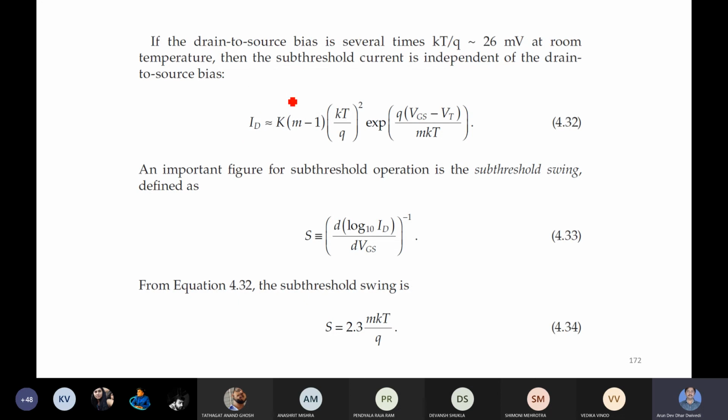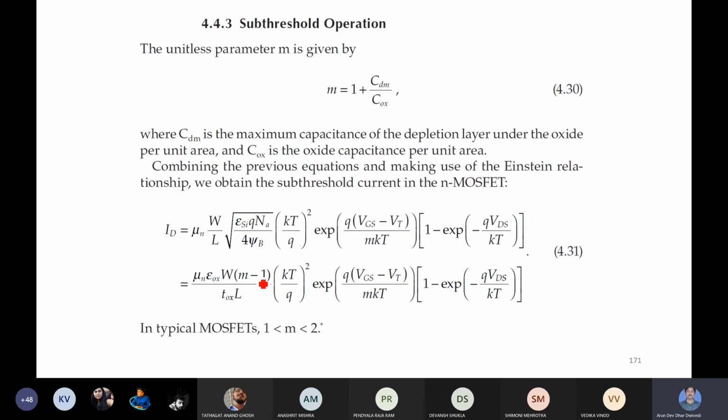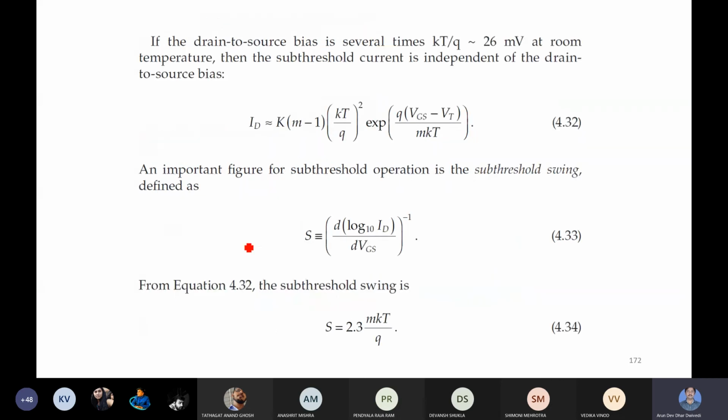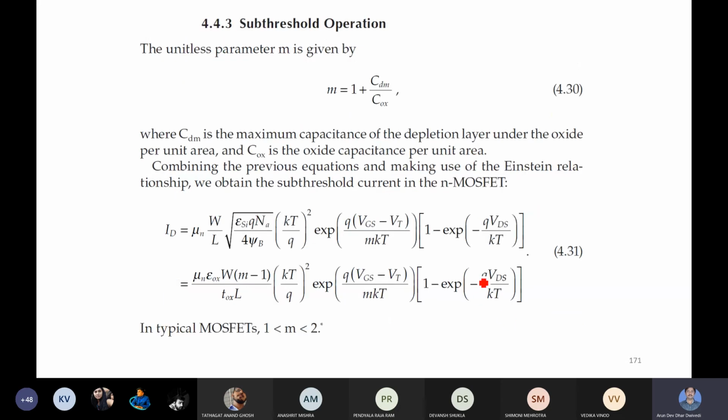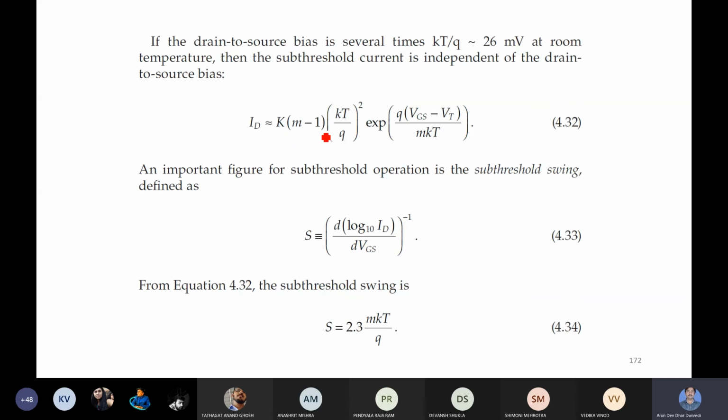Then the previous current equation can be modified like this: ID equals K times, where K is a constant and all constant terms have been absorbed in it, (M minus 1) KT by Q whole squared, times exponential of Q (VGS minus VT) by M KT, where the second term is neglected.